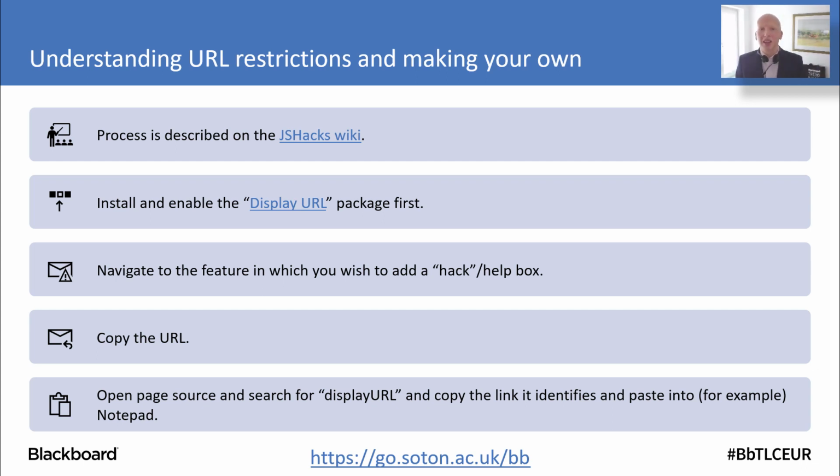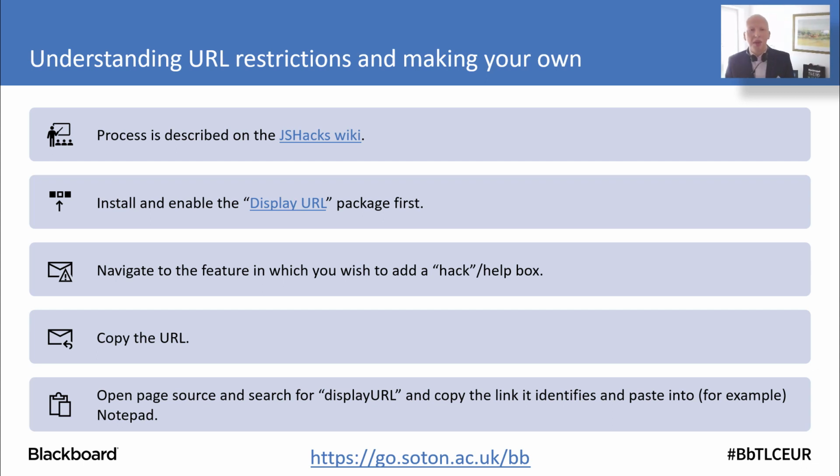I would recommend reading the JSHack wiki, which explains the process perhaps better than I will explain it here. Also, you will need to install a package called display URL. This is a JavaScript hack package, a JSHack package, available for free on the JSHack wiki. It takes 2 seconds really to install it, and you only need to do this on a dev environment. Then you will navigate to the feature that you want to have a help box display within, and copy the URL down, say into Notepad.